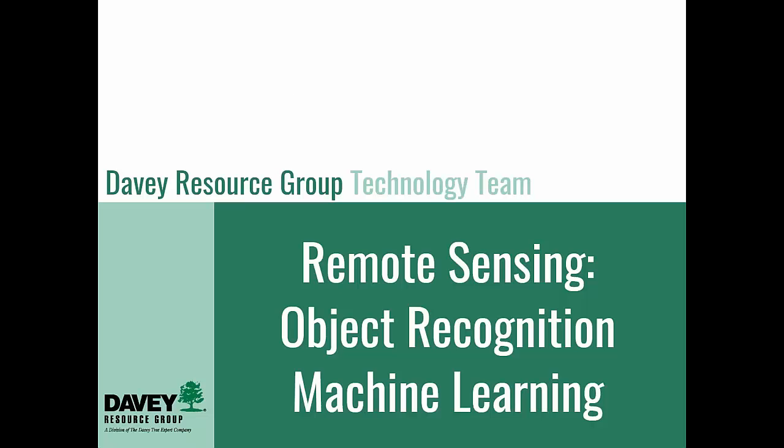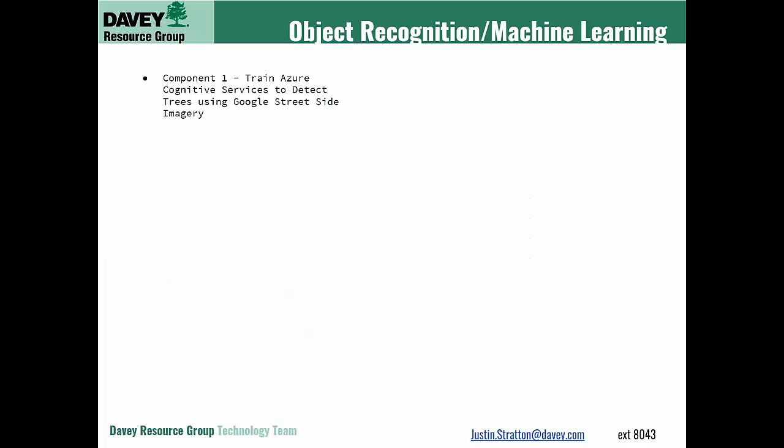All right, so we'll open up with remote sensing object recognition machine learning. We engaged with a contract with a company out of Pittsburgh named CEI and Microsoft. Microsoft actually introduced us with them. Microsoft has this objective right now to get users using their Azure Cognitive Services, and so they underwrote a small part of this project.